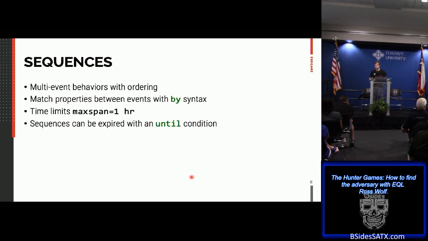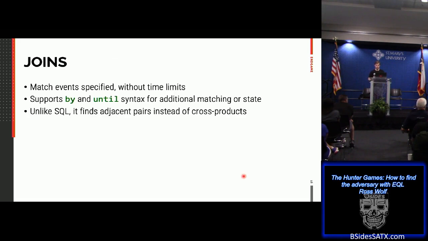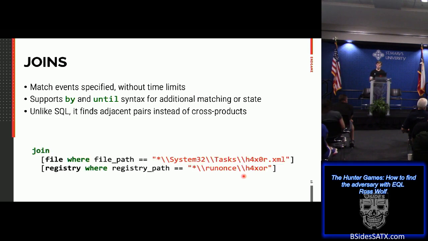But we can also do sequences, so maybe multiple events in a row. How would you write that? You can say sequence with a max span of 5 minutes. Within these brackets you have a standalone query, like from the last slide. So this file where file name is *.exe is the first event. Grab the user and file path, and then match that to a process event, where the file path now became the process path. That might be confusing to say out loud, but essentially these fields that you're joining on have to match all the way across. It's not some crazy complicated SQL join; it's always exact matching. There are also unordered sequences, or joins, so like, tell me if these two things happened.